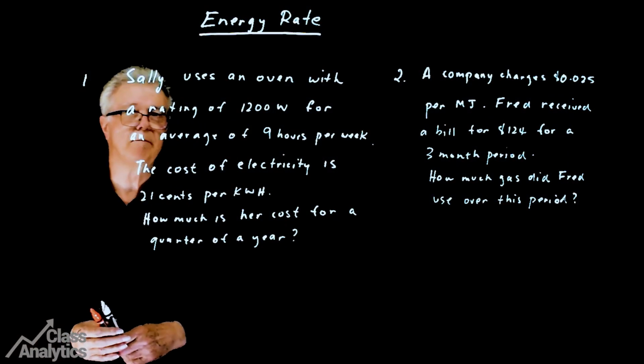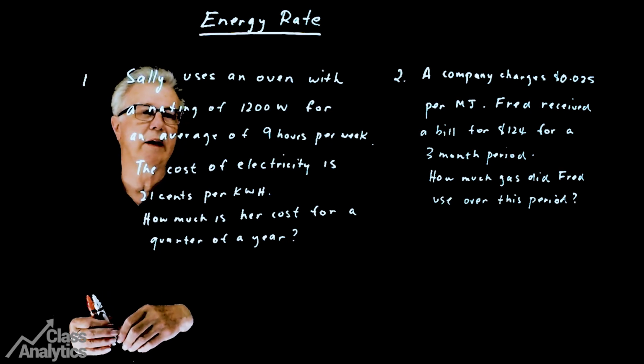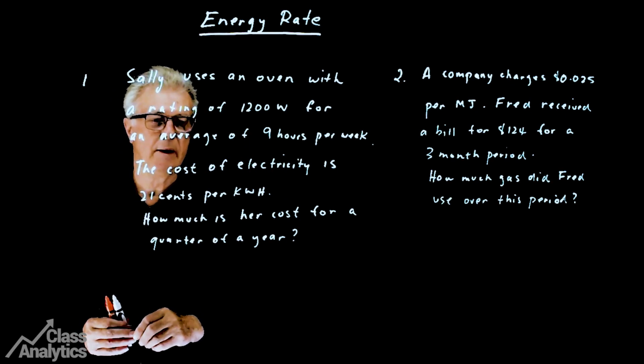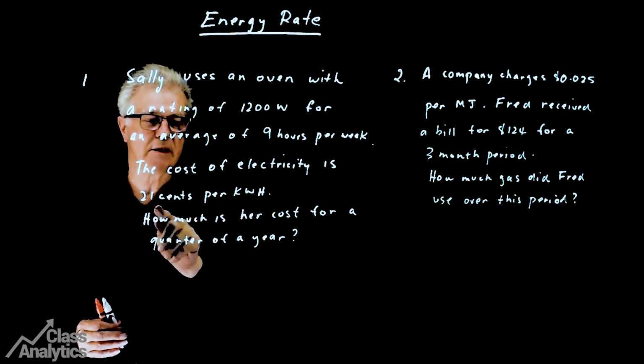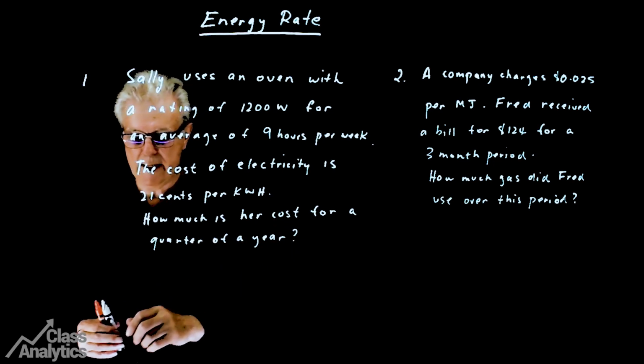Energy rates. Right, the first question here: we know that Sally uses an oven with a rating of 1200 watts for an average of 9 hours per week. The cost of electricity is 21 cents per kilowatt hour. How much is her cost for a quarter of a year?